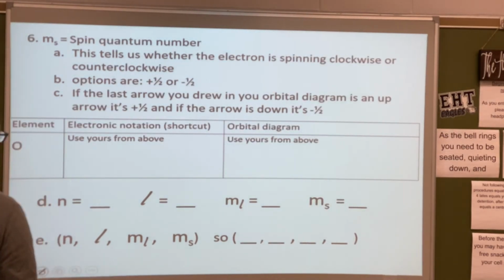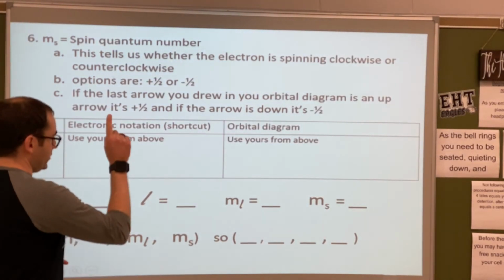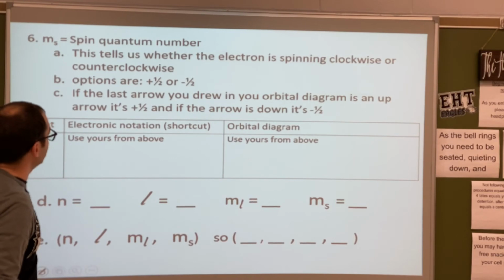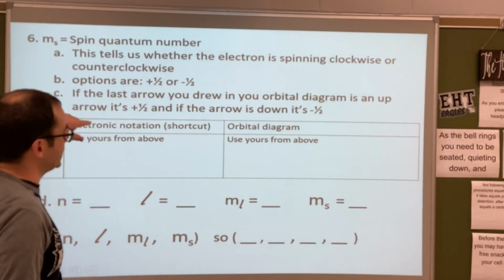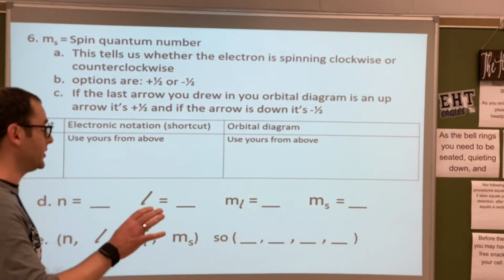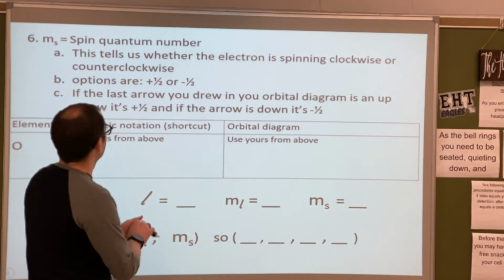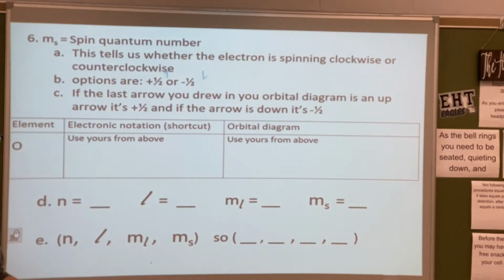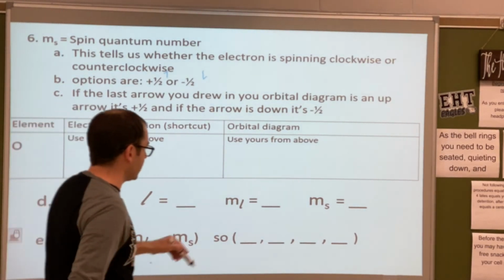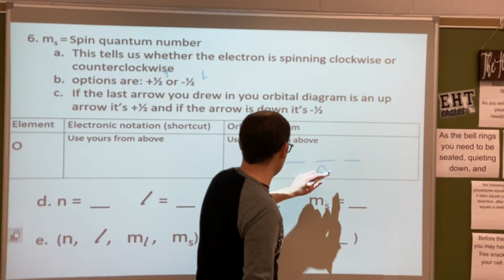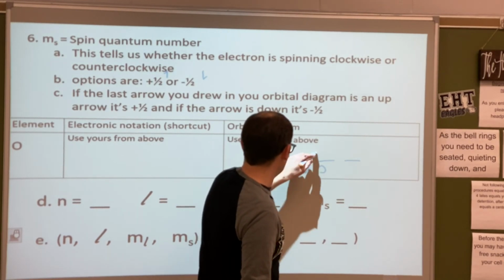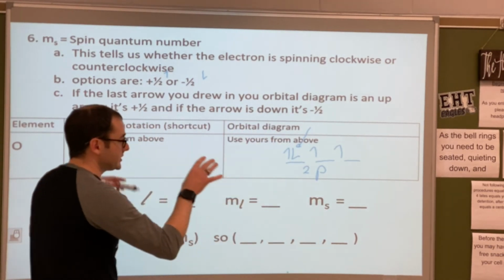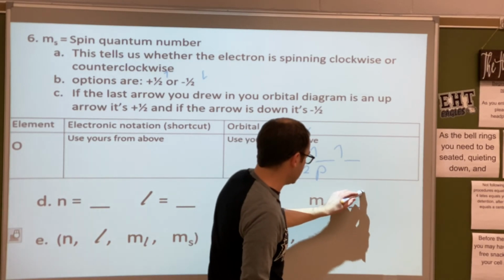The last one. Okay, so you can just look at your orbital diagram from above. This is m sub s. It's the spin quantum number. And this tells us whether the electron is spinning clockwise or counterclockwise. And the way we do this is if it's plus 1/2, that means the arrow is up. And if it's negative 1/2, that means the arrow is down. So we just look at our orbital diagram from above. I'm just gonna draw that one part of it, which was 2p up, up, up, and then down, right? And we were looking at that last one I drew. So because it's a down arrow, the m sub s is just negative 1/2.